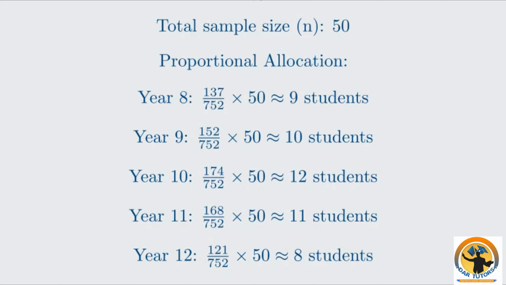We'd then need to use a random sampling method, like a random number generator, to select exactly 9 students from the year 8 list, 10 from year 9, and so on. This ensures our sample of 50 is a perfect microcosm of the school population, representing each year level accurately.